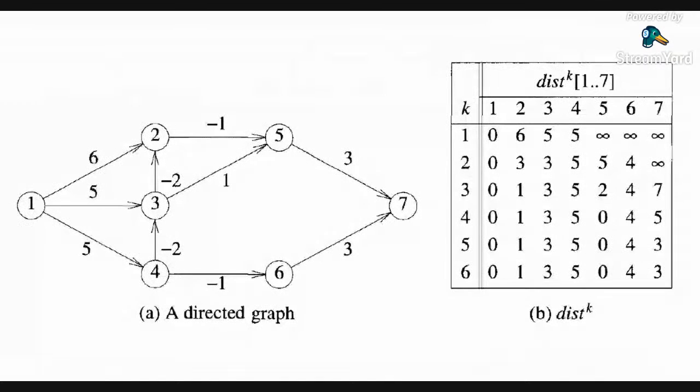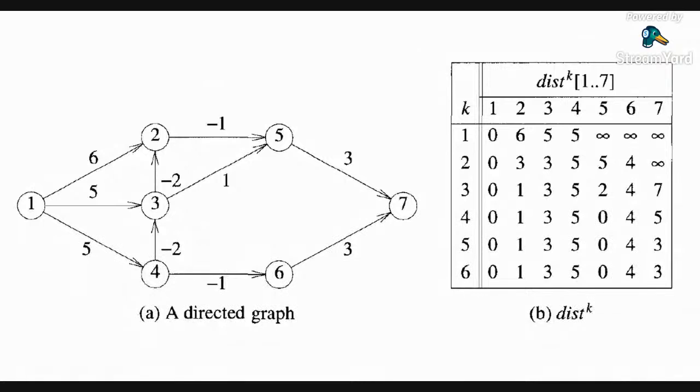What is the restriction in this first row? The restriction is that the value of k should be 1, which means that for any path, only a single edge can be considered. So here you can note that from 1 to 2, 3, and 4 there is a direct edge present, and the costs are 6, 5, and 5 respectively. But there is no direct edge present from 1 to 5, 6, or 7. That's why 1 to 5, 1 to 6, and 1 to 7 are initially considered as infinity. Now we will increment the value of k. So here k starts from 2.